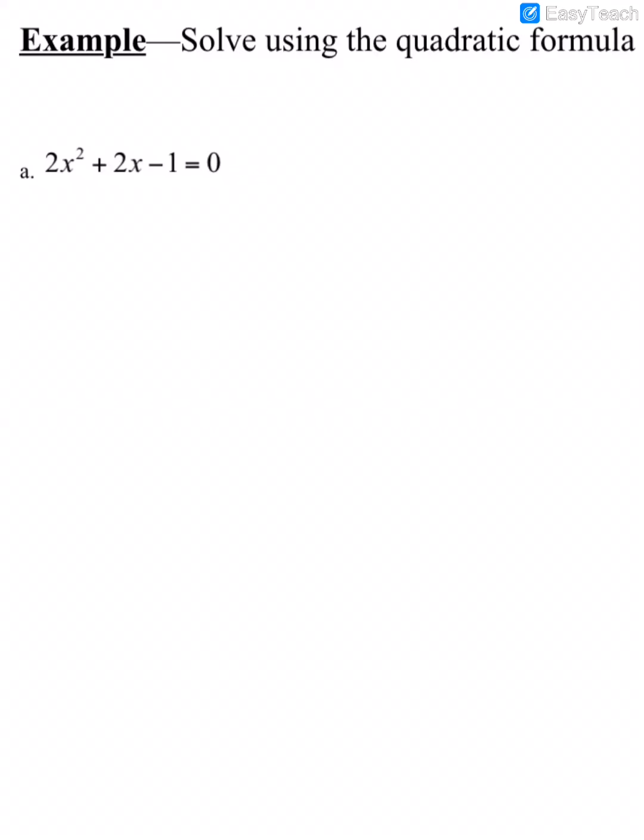All right, so if we're going to solve by using the quadratic formula, first we need to make sure that our equation is in standard form, which it is. And then we're going to pull out our coefficients. So a is the coefficient of x squared, which would be 2. B is the coefficient of x, which is also 2. And c is whatever our constant is. In this case, it's negative 1.